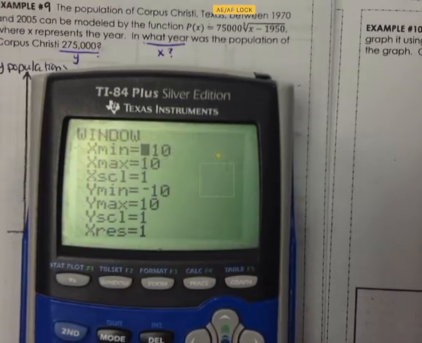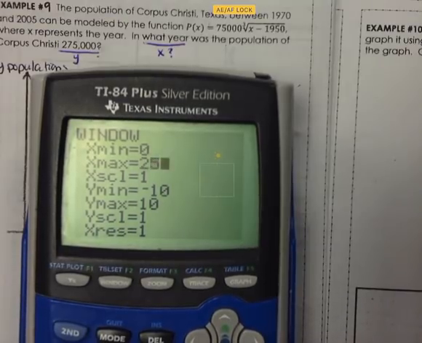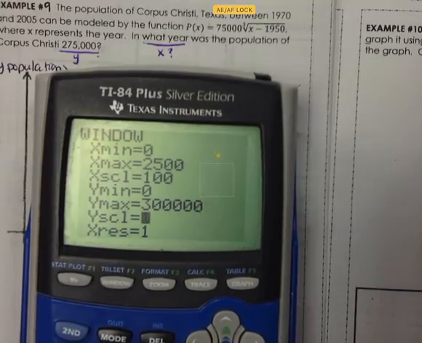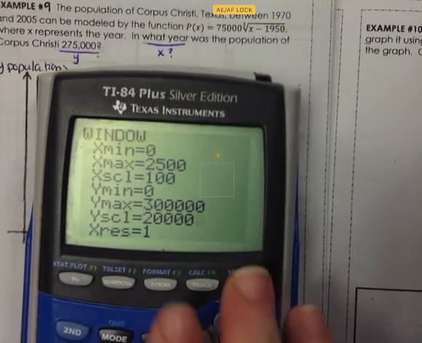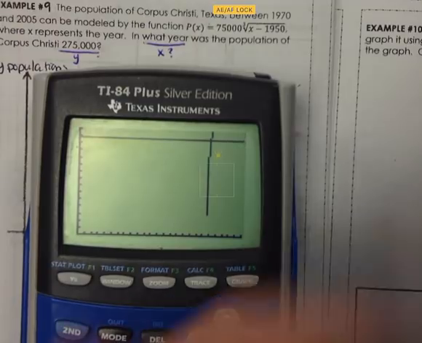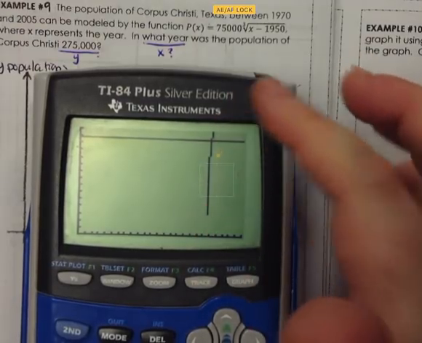Then I go back to my window, I do 0, 2,500, count by 100, 0, 300,000, count by 20,000. Then I'll press graph. Let's see what happens here. There's the 275,000. And then there's that cube root part too.